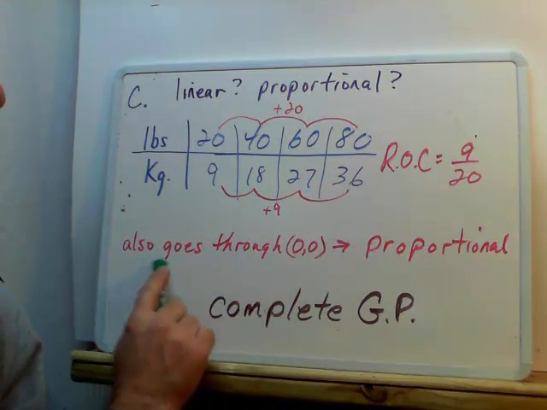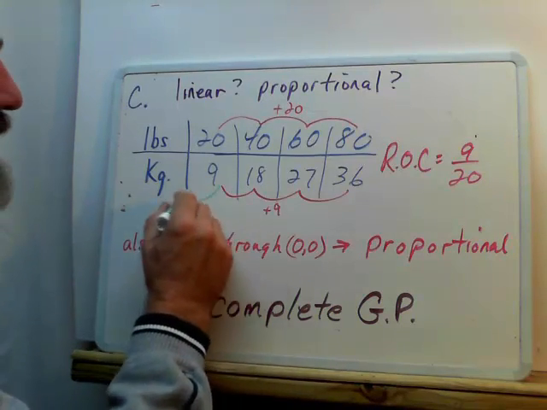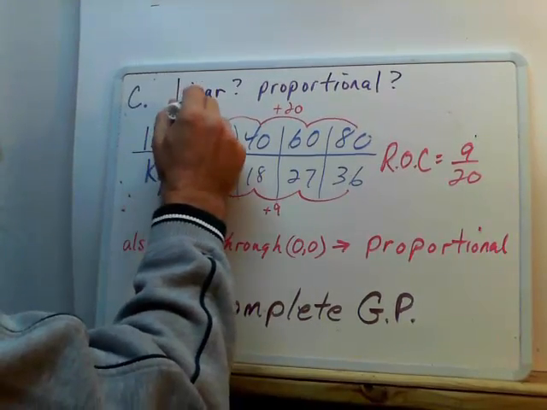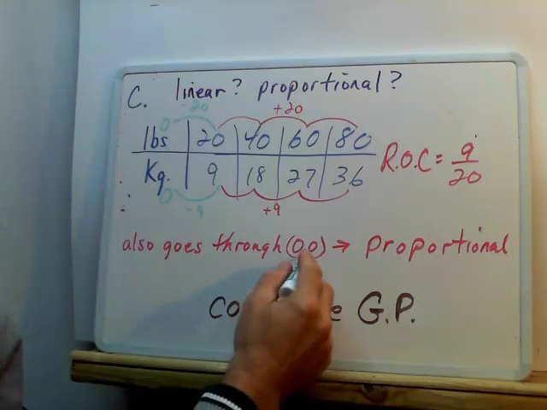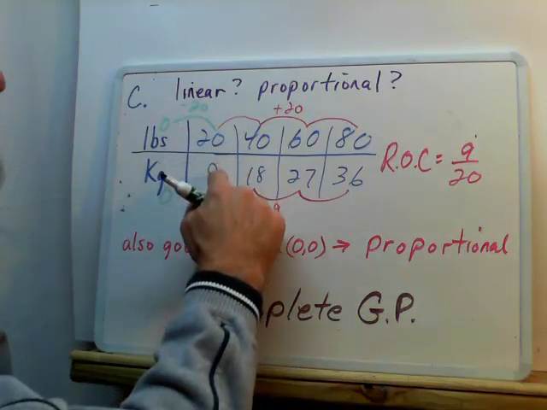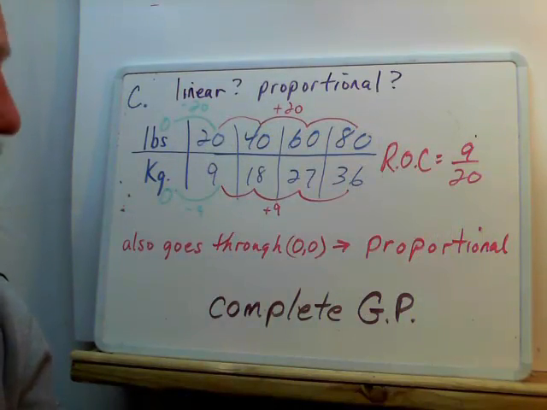We can also say that it is proportional because if we went backwards and we subtracted 9, we would get to 0, and if we went backwards and subtracted 20, we would get to 0. So we know that it goes through the origin, or 0, 0, and therefore it's proportional. Additionally, we could take 20 divided by 9, 40 divided by 18, and you would keep getting the same ratio there. It is a proportional relationship.